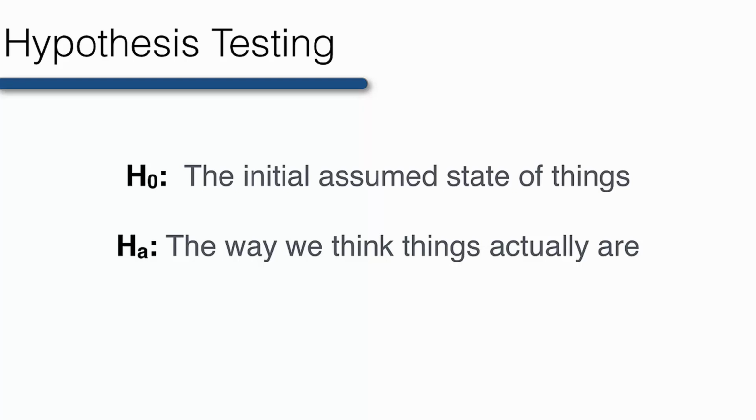Every statistical hypothesis test has a null hypothesis, denoted with an H sub 0, and an alternative hypothesis, denoted with an H sub A. Think of the null hypothesis as the default, an explanation for the way things are assumed to be that we're trying to discredit. For example, that the Earth is flat. The alternative hypothesis is the way we think things really are. For example, the Earth is not flat.